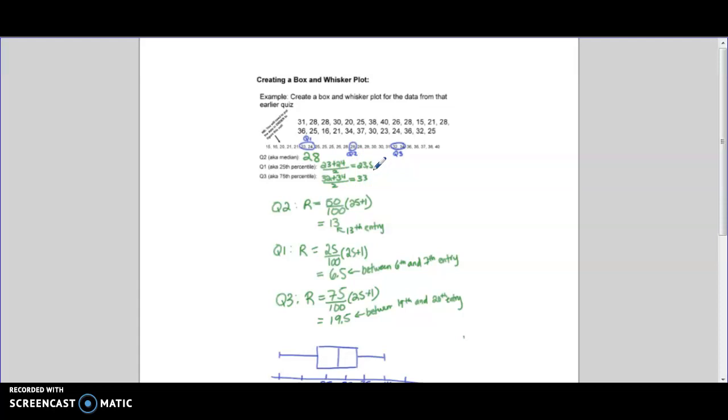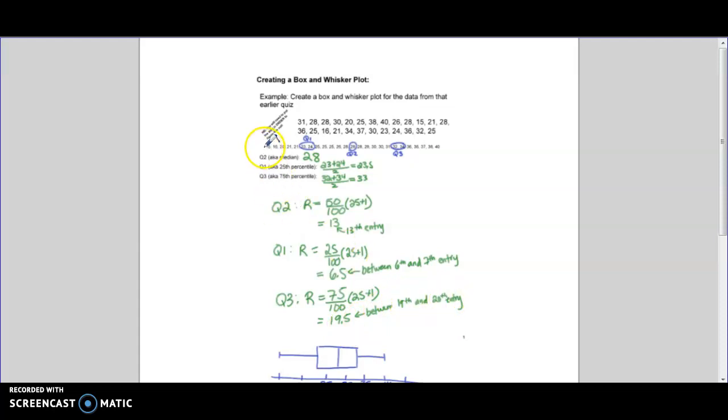And then the last one we have to figure out is Q3, which is also, as it says here, the 75th percentile. So again, same formula, but instead of 50 for the median and 25 for Q1, we are going to input 75 to represent the 75th percentile, to figure out Q3. Solving for that, we get 19.5. Again, that tells us where we're going to find the value. 19.5 is not the actual value. So where are we going to find the value? Well, the midpoint between the 19th and 20th entries.